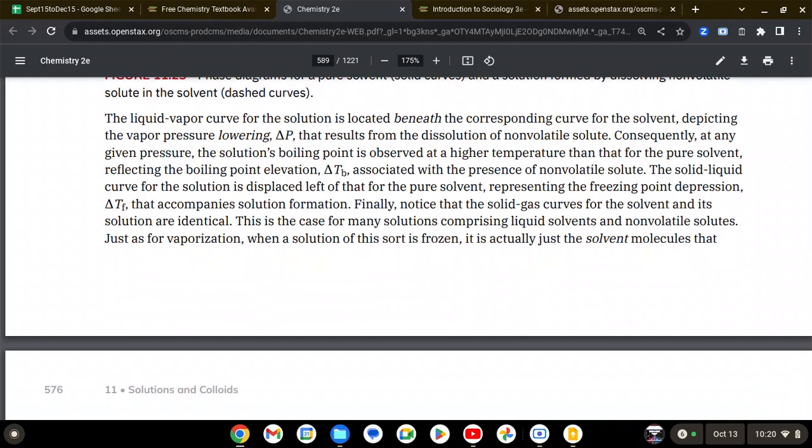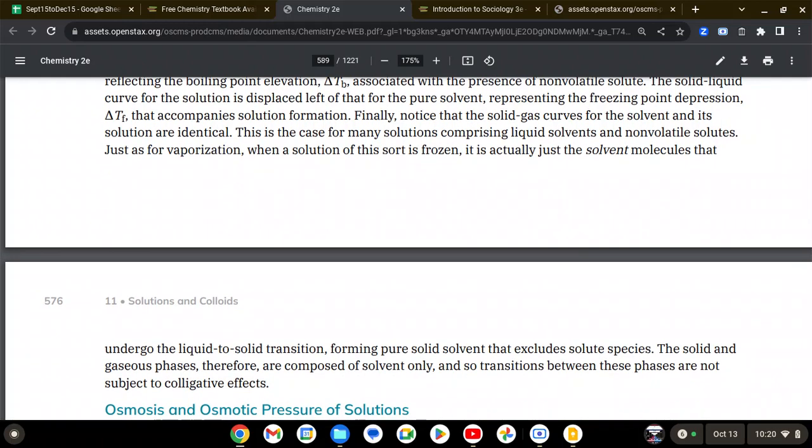The solid-liquid curve for the solution is displaced left of that for the pure solvent, representing the freezing point depression, delta Tf, that accompanies solution formation. Finally, notice that the solid-gas curves for the solvent and its solution are identical. This is the case for many solutions comprising liquid solvents and non-volatile solutes. Just as for vaporization, when a solution of this sort is frozen, it is actually just the solvent molecules that undergo the liquid to solid transition, forming pure solid solvent that excludes solute species. The solid and gaseous phases, therefore, are composed of solvent only, and so transitions between these phases are not subject to colligative effects.